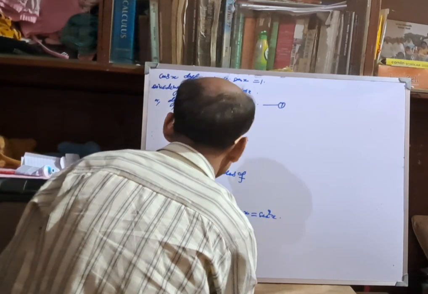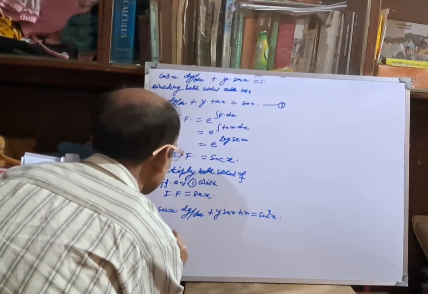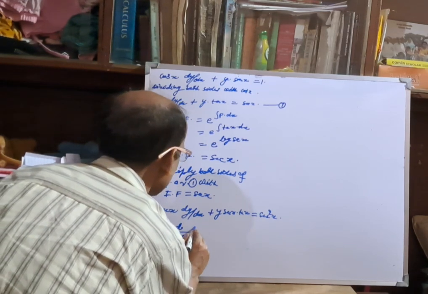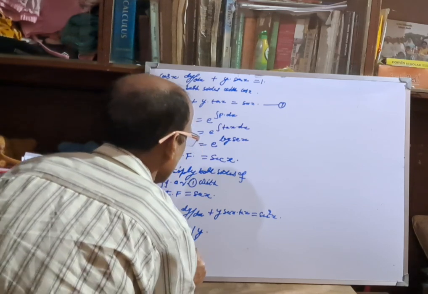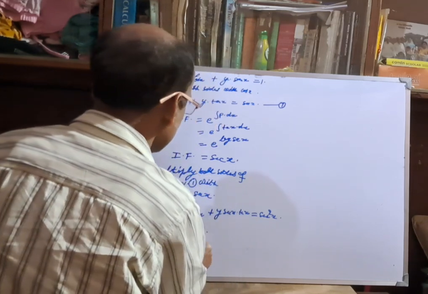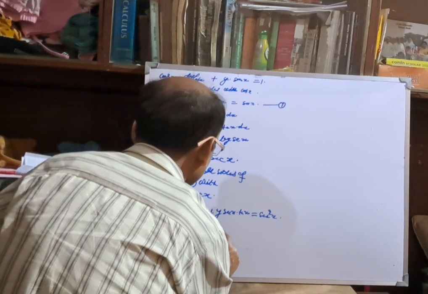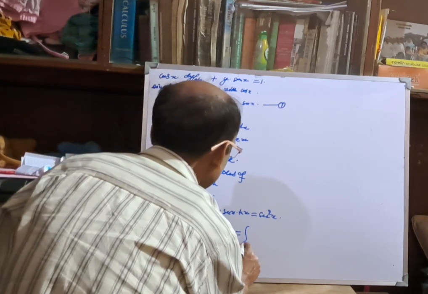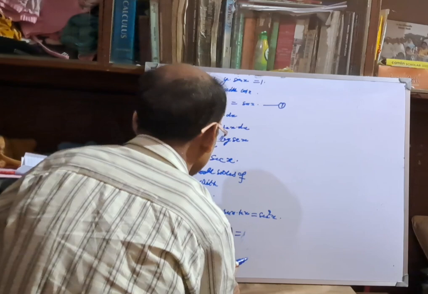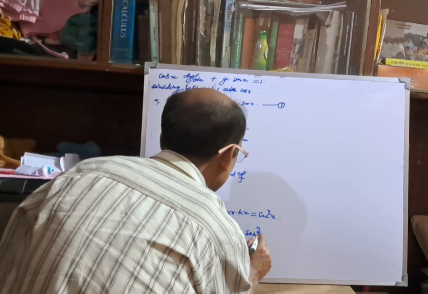Okay. Clear? We can write this in this way: d by dx of y into integrating factor. What is the integrating factor here? The integrating factor here is sec x. Okay. And this is here sec square x.